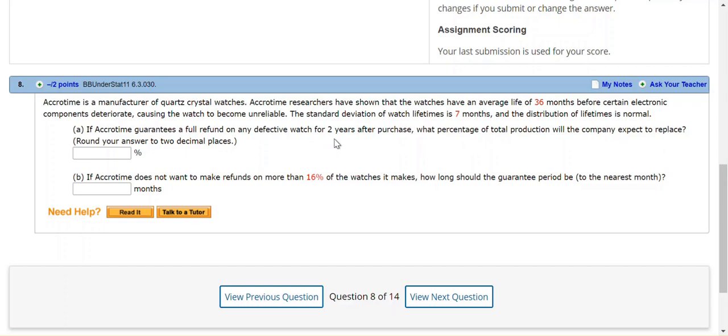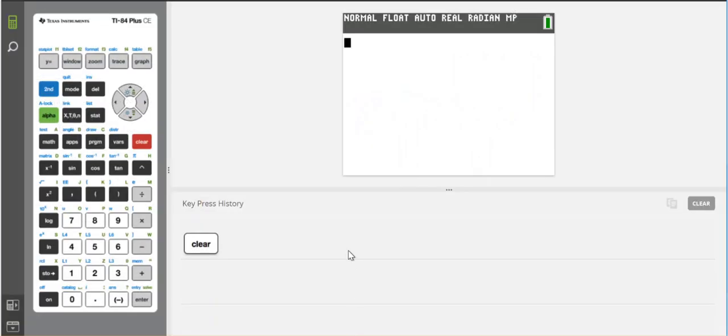Well, we have to think about when the watch is brand new, the day it rolls off the manufacturing process, it is 0 months. And we are asking about how much area is under the curve from 0 months, when it runs off the production line the first day, to 24 months or 2 years. So what's the area under a normal distribution curve from 0 to 24 with a mean of 36 and a standard deviation of 7? Let's take a look at that on our calculator.